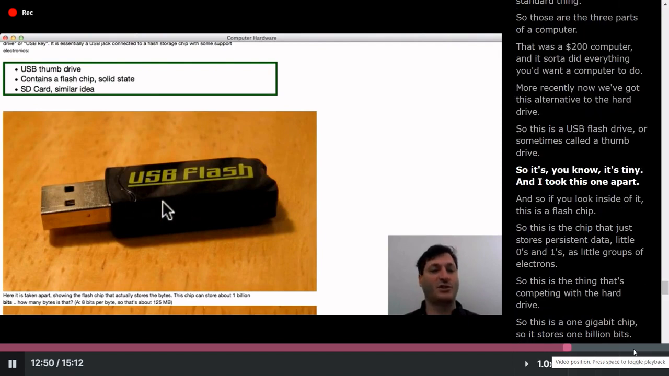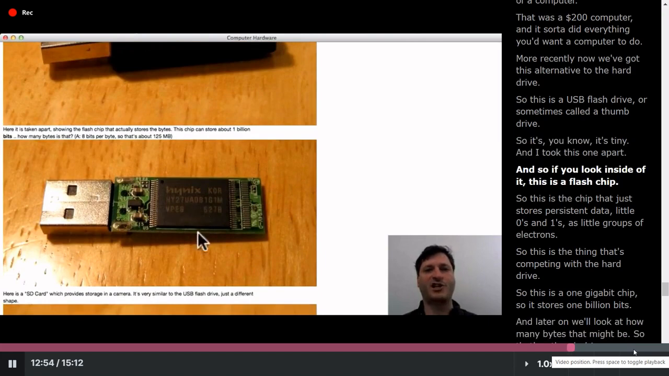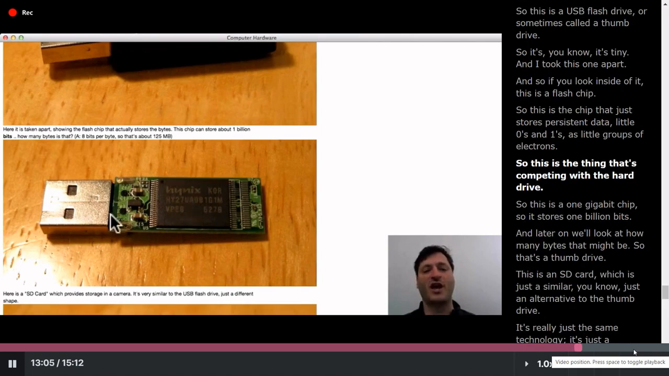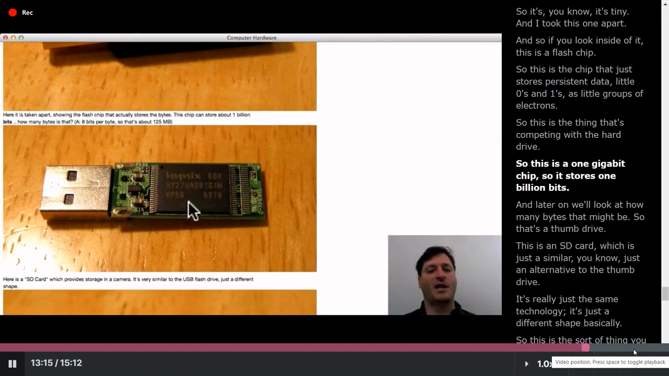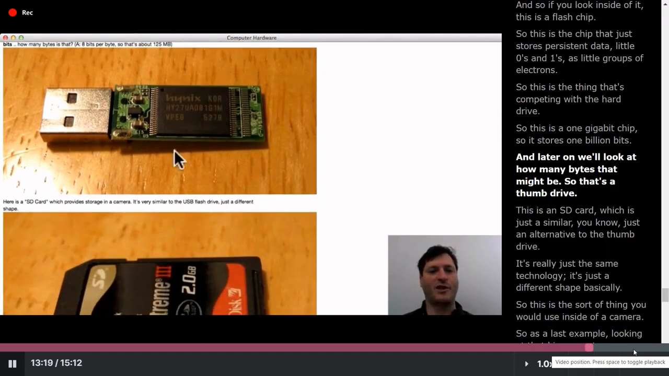It's tiny, and I took this one apart. If you look inside of it, this is a flash chip. This is the chip that just stores persistent data, little zeros and ones, as little groups of electrons. So this is the thing that's competing with the hard drive. This is a 1 gigabit chip, so it stores 1 billion bits. And later on, we'll look at how many bytes that might be. So that's a thumb drive.